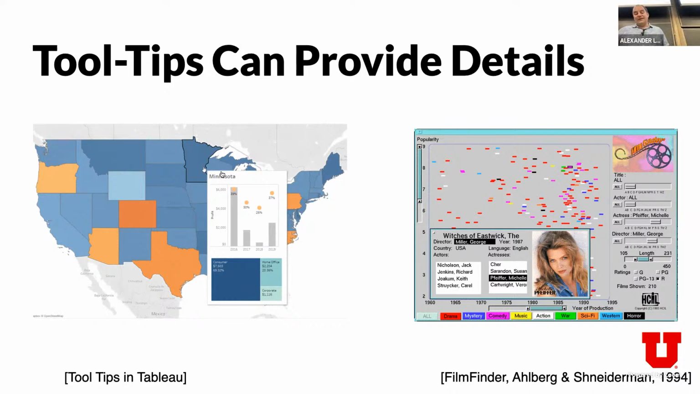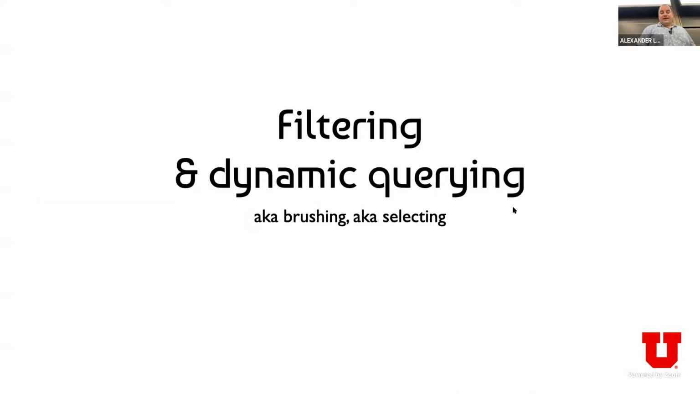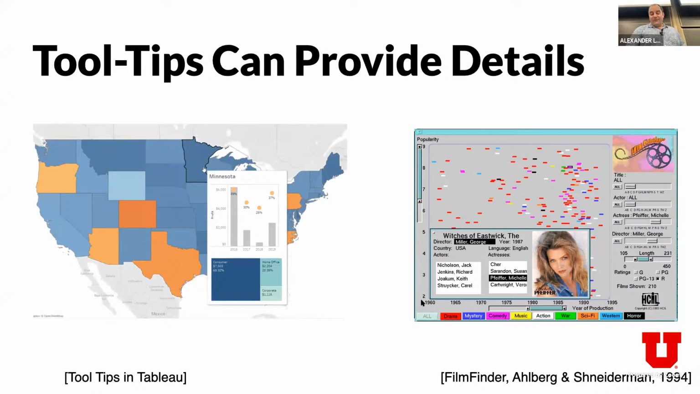And this goes back to the FilmFinder project that first introduced this in 1994. Here you have movies from the 60s to 95, and then you have their popularity, and a color coding by genre. Is it a drama, mystery, and so on? And wherever you click, you get more information about it. So that's the principle of tooltips, and that still holds, and we still use this.